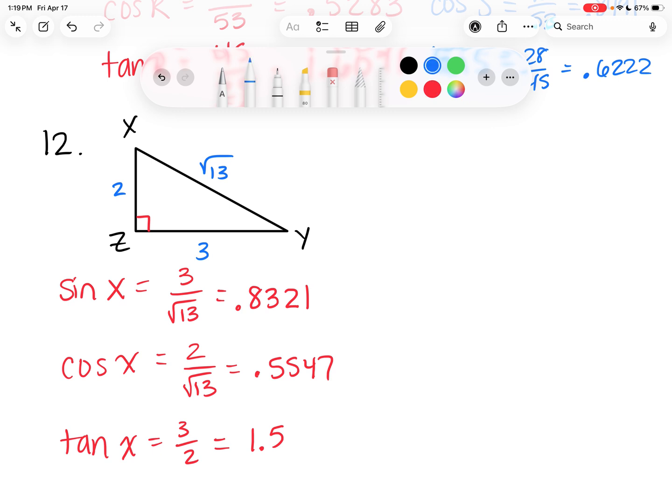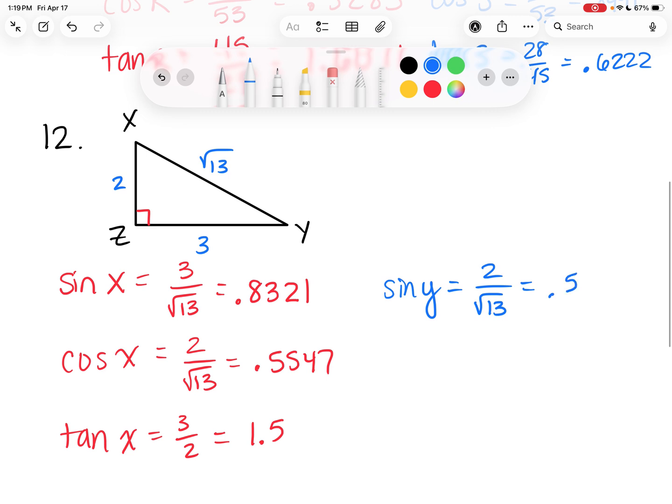All right, now we've got to do Y. I don't know why I just started with cosine. Sine of Y. 2 over square root of 13. Yep. Perfect. 2 over square root of 13. 0.5547.